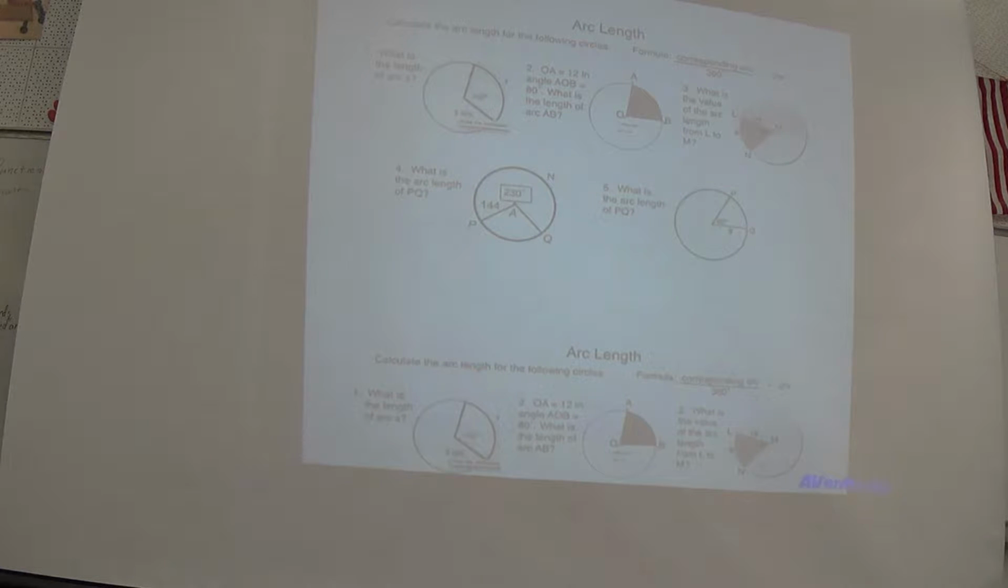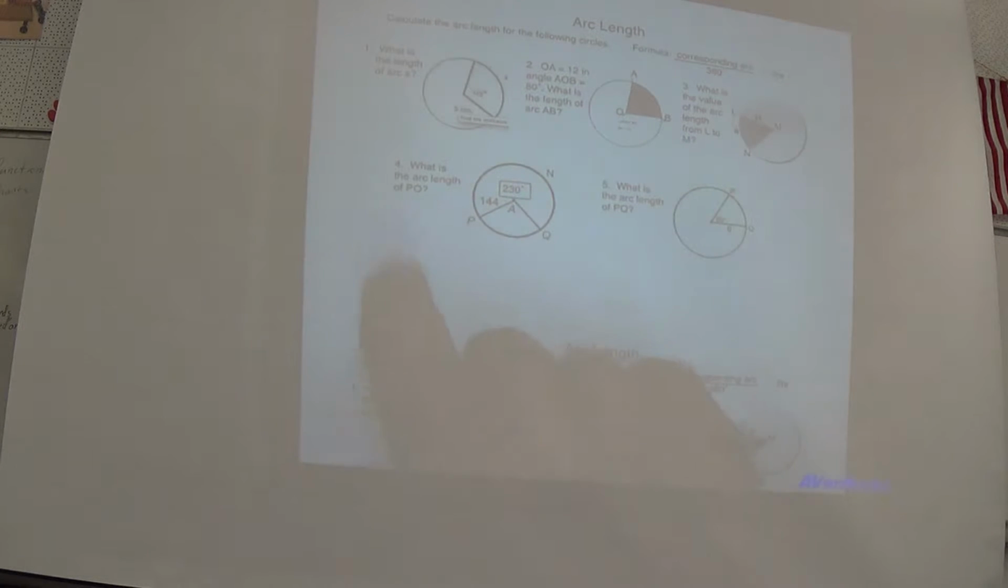So when there's only a fractional part of the circumference of a circle, we are going to take a fraction and multiply it times the circumference of the circle, the distance around the circle. That's why the formula is written the way it is. So if you look at number 4, we used number 4 yesterday. It says, what is the arc length of PQ? What is the arc length of this right here?